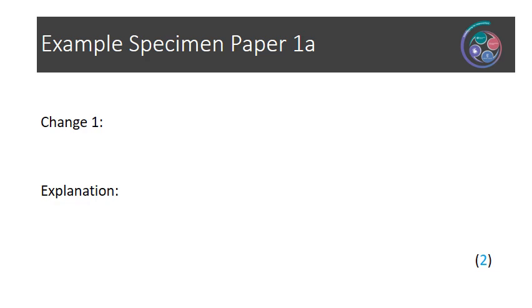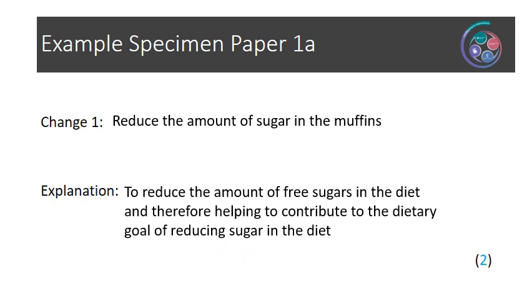Change 1 could be reduce the amount of sugar in the muffins. You would then need to explain this. To reduce the amount of free sugars in the diet and therefore helping to contribute to the dietary goal of reducing sugar in the diet. Make sure that your answer refers back to current dietary advice, which could be the dietary goals. This change and explanation would give you 2 marks. 1 mark for the change and 1 mark for a correct explanation.